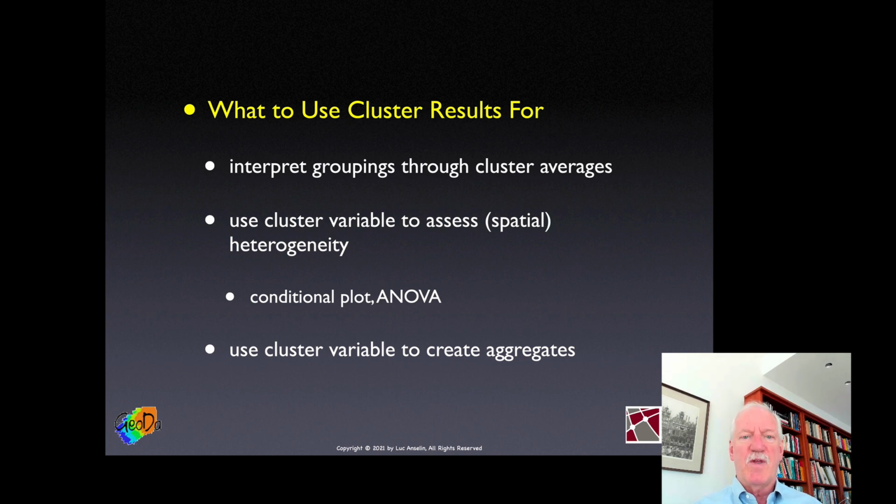As I said, this is more an art than a science, but the fun part is to give names to the clusters. Another more statistical use is to use the cluster variable as a categorical variable to assess spatial heterogeneity. And then the cluster membership becomes something that can be used in conditional plots or in analysis of variance, or in spatial regimes in regression analysis, and so on.